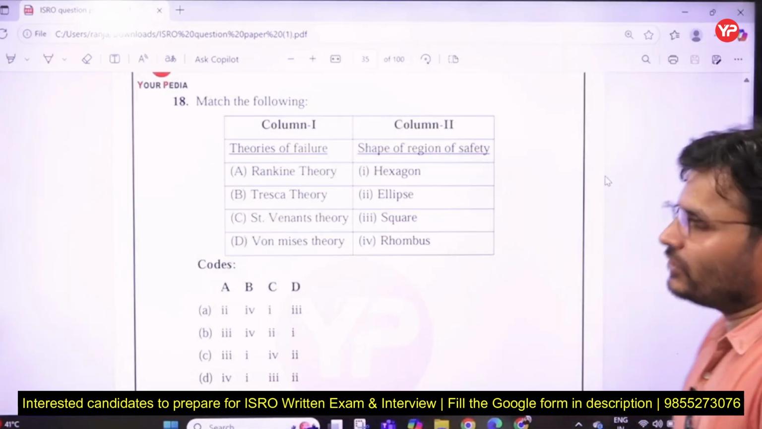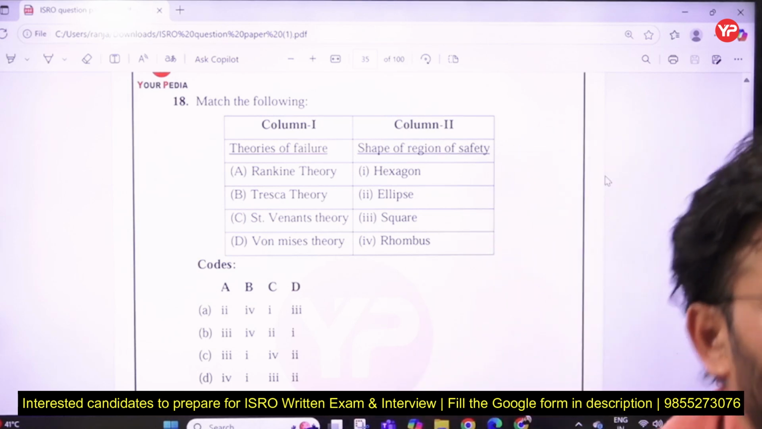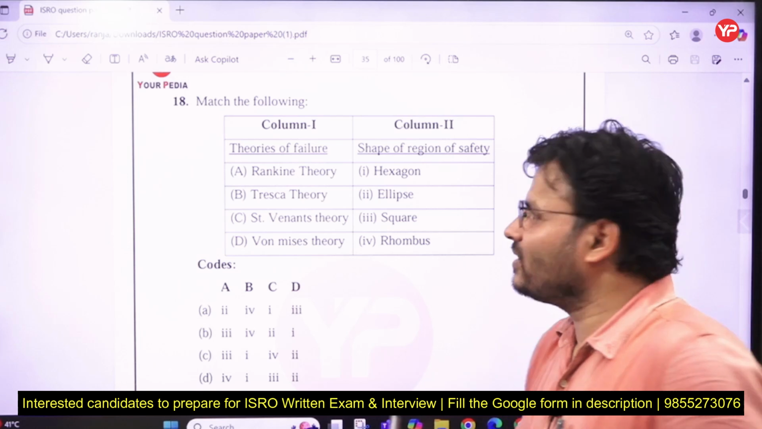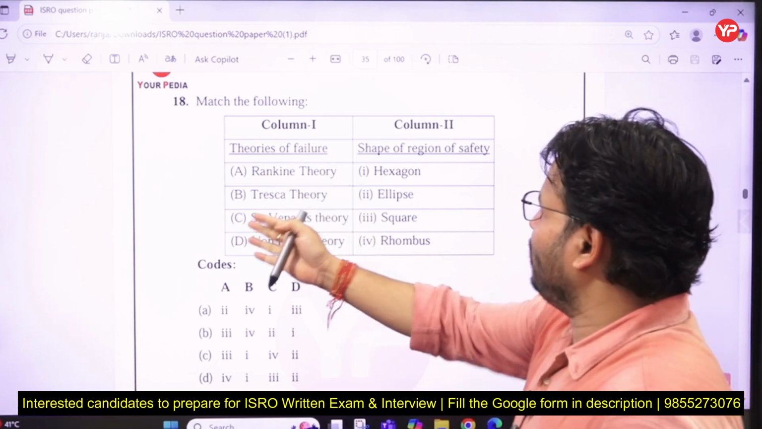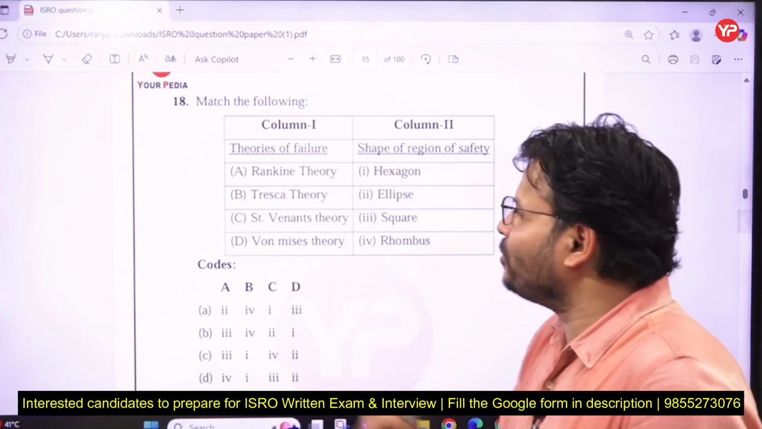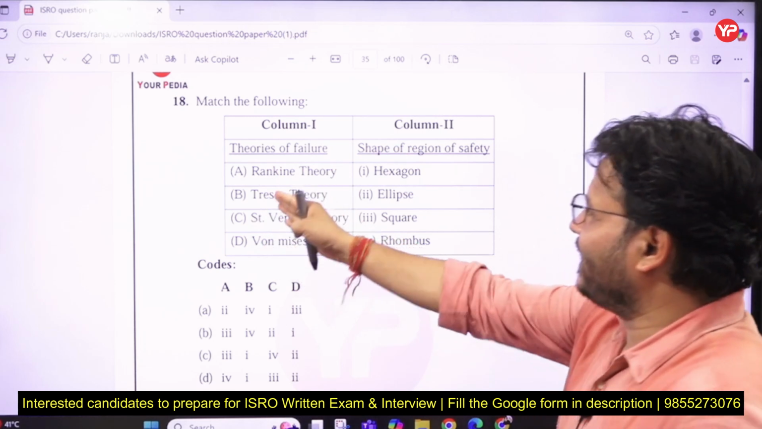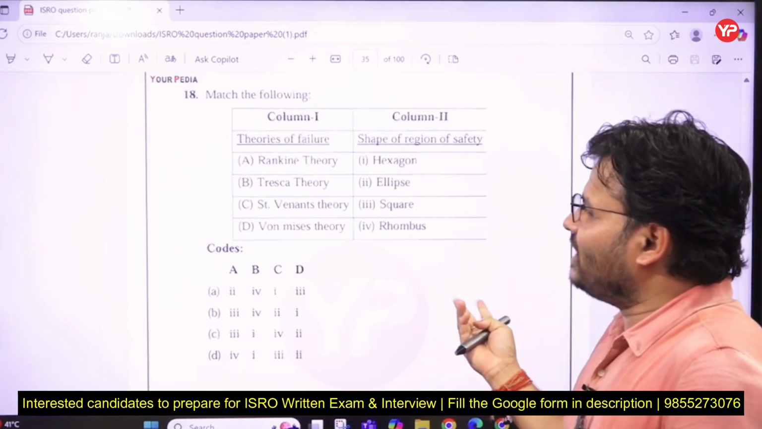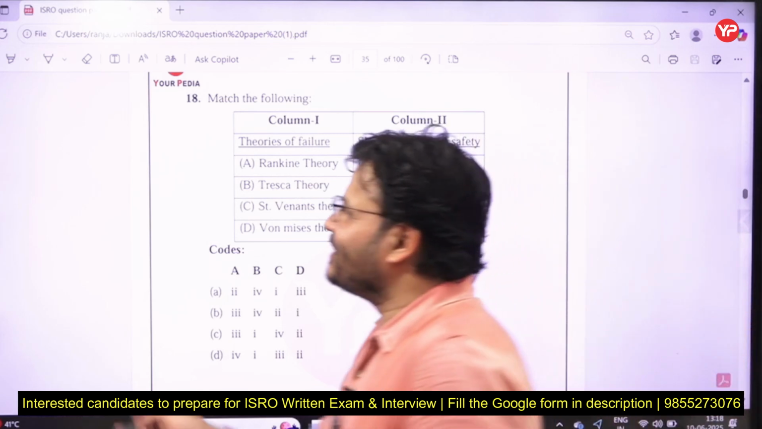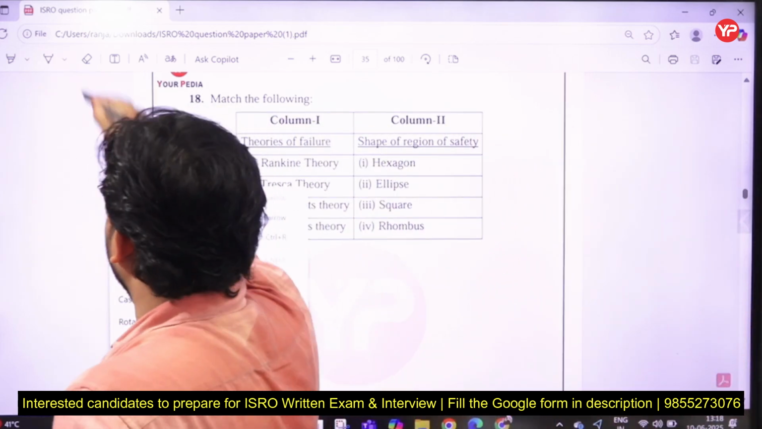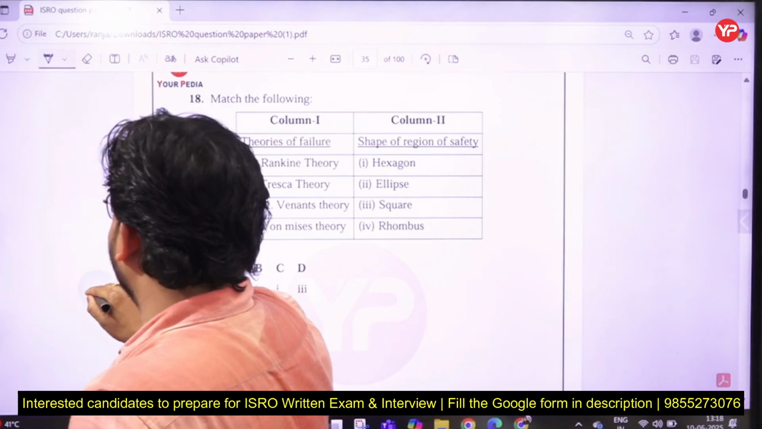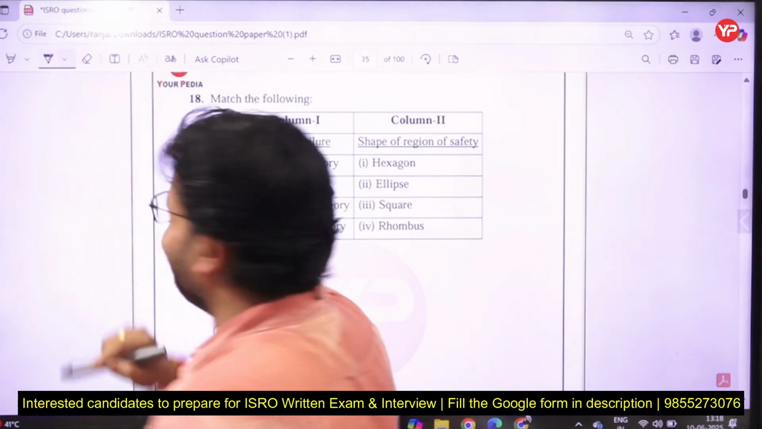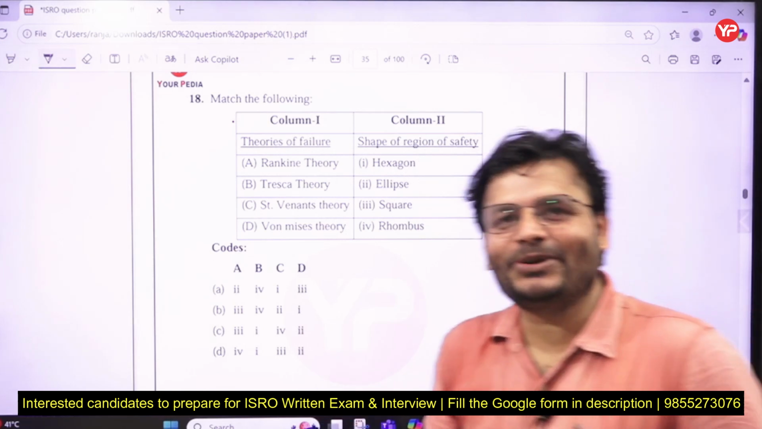Yes, my dear friends. Now let's take the next question. The question is a match the following, with column 1 and column 2. Column 1 is the theory of failure, and the shape is given in column 2. For example, Rankine theory, and you have to match the shape. That is an easy question. If you know the theory, you can solve it very easily, even by normal thinking.